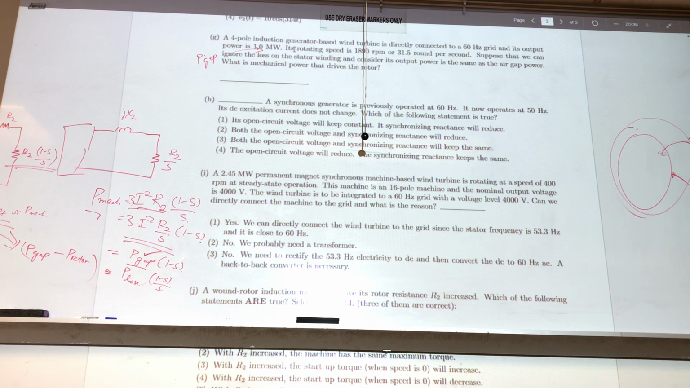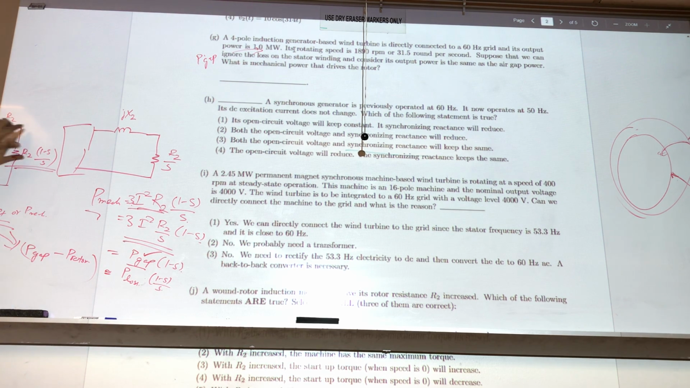So you said P shaft is P out minus P loss. P shaft is always P out minus P loss. So is P loss the same as P rotor? Yeah. Okay. So basically P rotor is nothing but loss due to the resistance R2. So that's always true. So how do you know when you have the P loss?